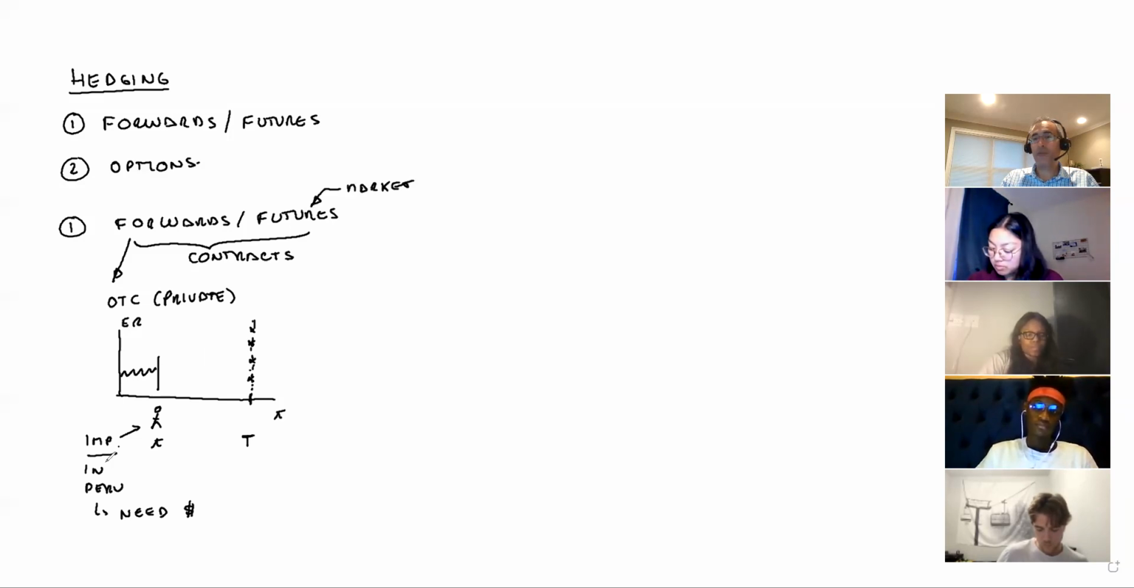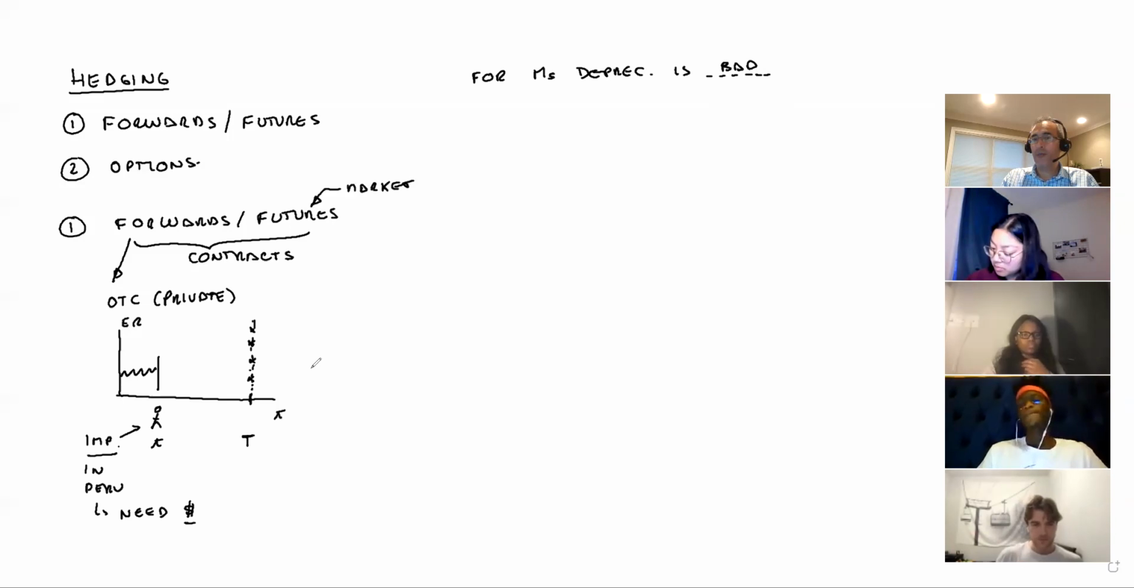Guys, for importers, is depreciation good or bad? Remember, M is importers. Bad. It is bad. Why? Because remember, I need dollars to pay for my purchases. Do you agree? So if I buy the dollars with more local currency, this goes against me.